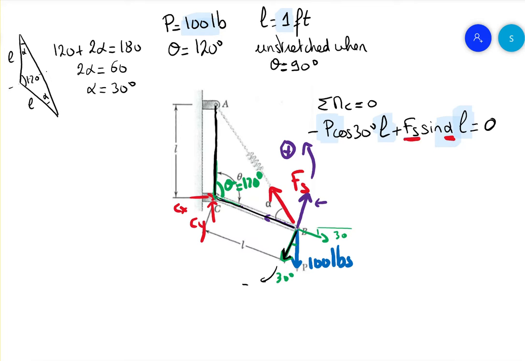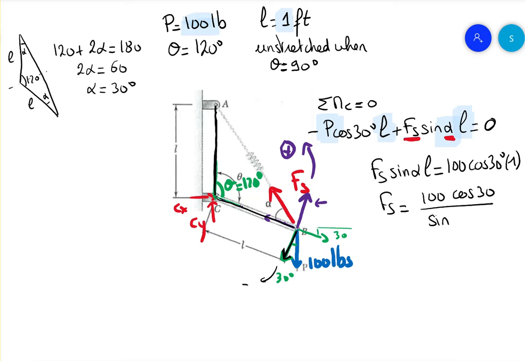So now we can find Fs. We have the force of the spring times sine alpha times L, that is equal to P, that is 100, cosine 30 times L, that is 1. So we have the force of the spring that is equal to 100 cosine 30 divided by the sine of 30, and L, that's 1 also. So we have just 100 divided by tangent 30.